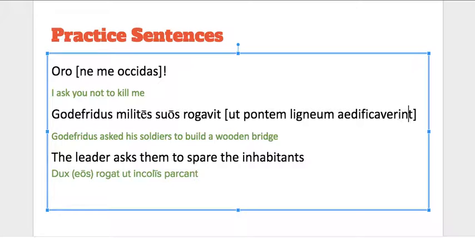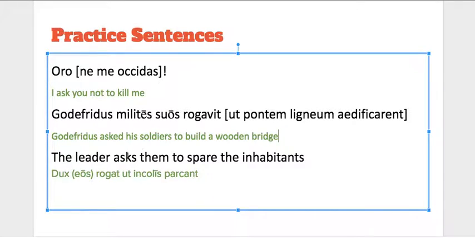Oh, that doesn't make sense. They won't have, as I said before, that you're not going to have a perfect here. He asked his soldiers to build a wooden bridge. Why is it imperfect subjunctive here? Because we're in secondary sequence. Up here we're in primary sequence, present tense verb in the main clause. So we had a present tense subjunctive. Down here, past tense verb. So we're in secondary sequence. So we have an imperfect subjunctive. So Godfridus asked his soldiers to build a wooden bridge. Okay?